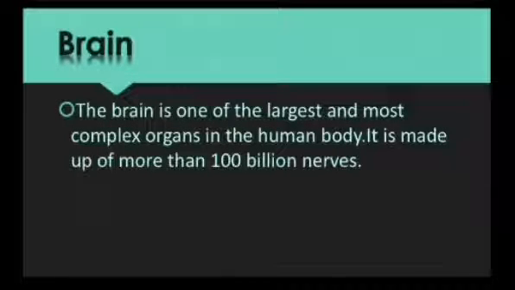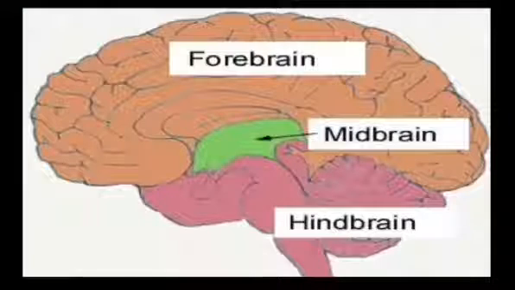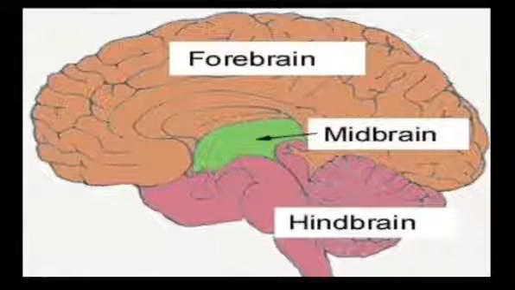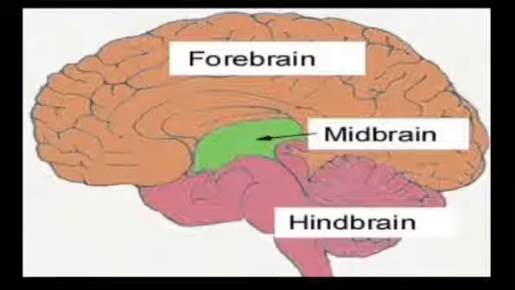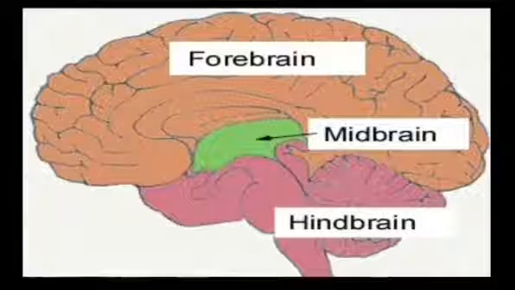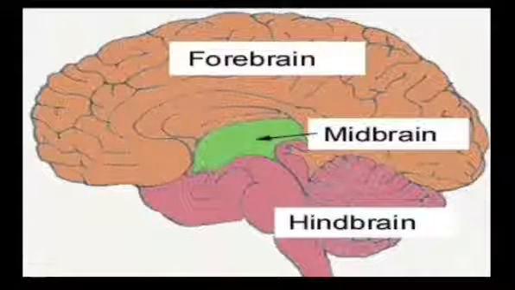The brain is one of the largest and most complex organs in the human body. It is made up of more than 100 billion nerves. So this is the structure of the brain. It is divided into three major portions: forebrain, midbrain and hindbrain. First of all, we will discuss the forebrain.